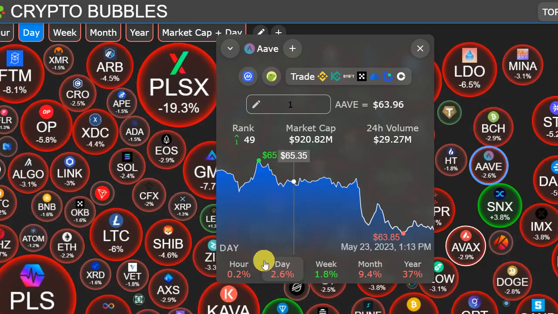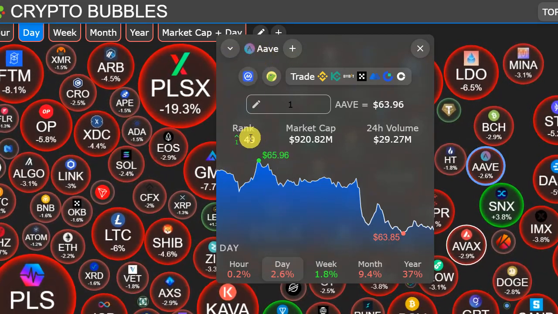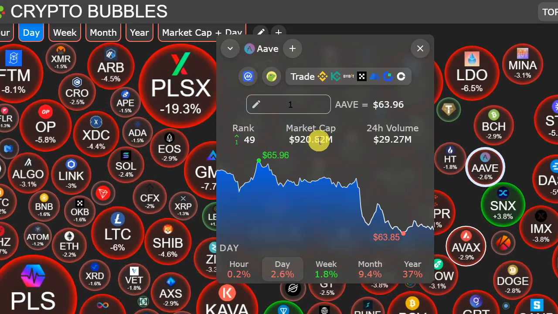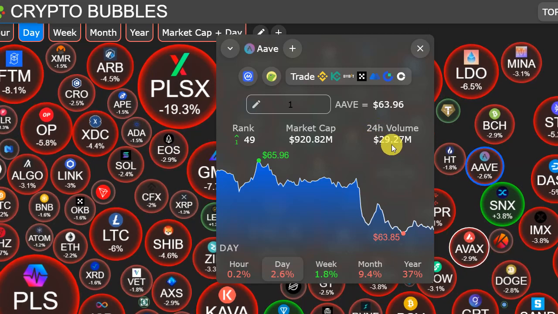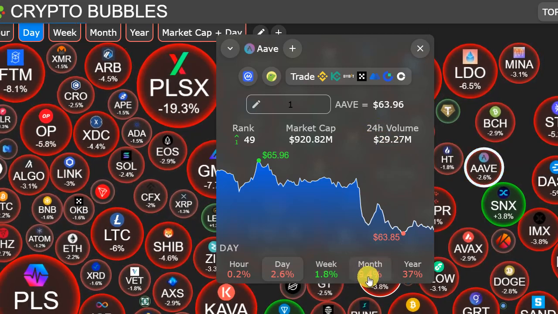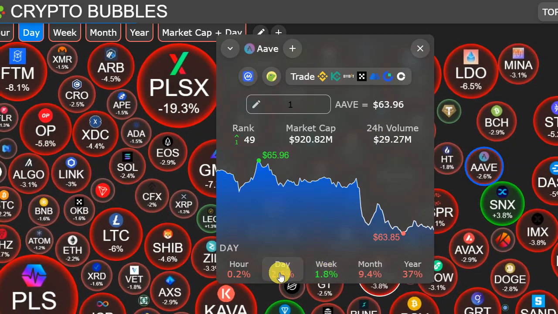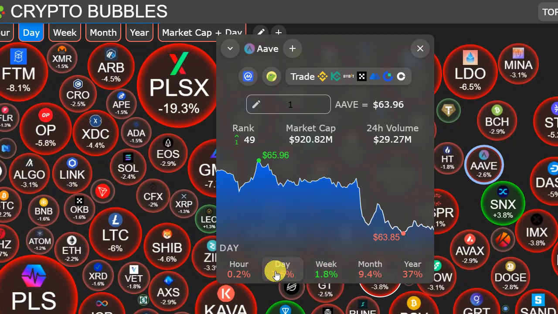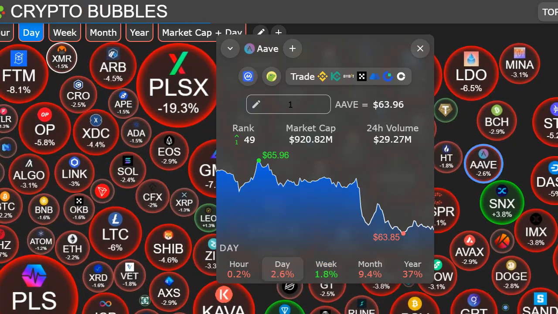And without further ado, we will be looking at the coin of today, which is Aave. As you can see, currently ranked 49th with a market cap of $920 million. Right, we have a 24-hour volume of about $29 million. We are down for the month about 9.4%, up for the week just 1.8%, and down for the day about 2.6% at the time of recording. But we want to ask, what is next for the price of Aave?